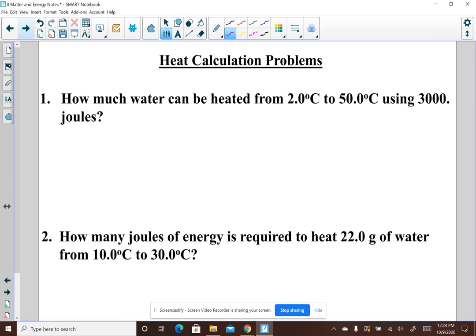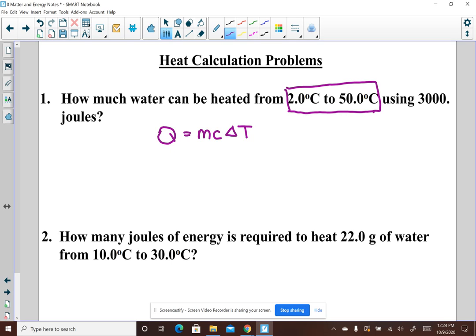Okay, so if I look at question number 1, how much water can be heated from 2 degrees Celsius to 50 degrees Celsius? So is there a phase change or is my temperature changing? If they give me two temperatures, that means my temperature is changing. So I know the formula that I should pick is Q equals mc delta T.